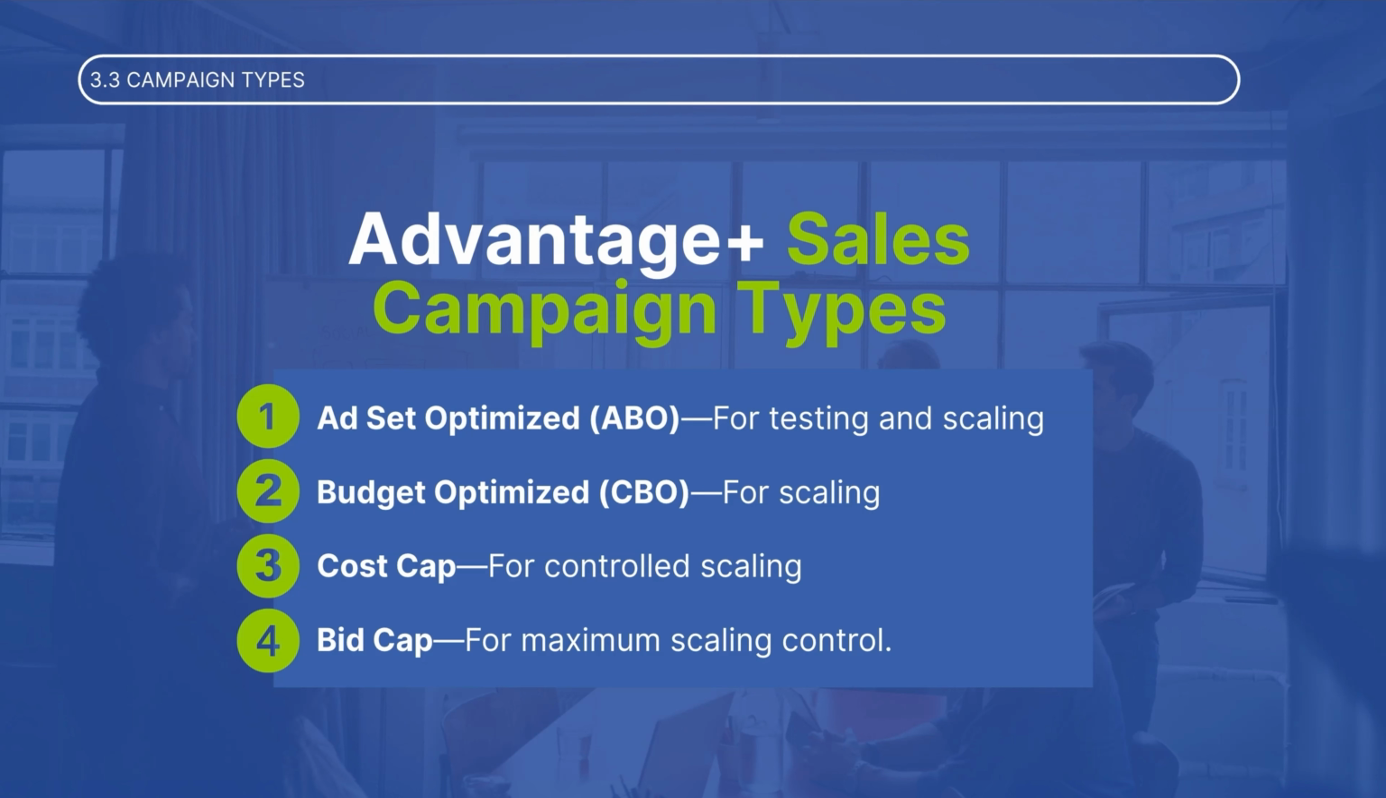ASC in short. When we work with ASC campaigns, we have 4 main settings. 1. Ad Set Optimized, ABO. We use this for scaling and testing. 2. Budget Optimized, or CBO. We use this mainly for scaling. 3. Cost Caps. We use this type of campaign for controlled scaling. And lastly, Bid Caps, for maximum scaling control.